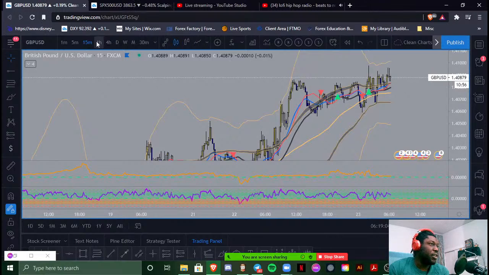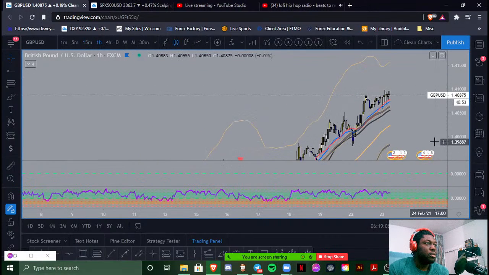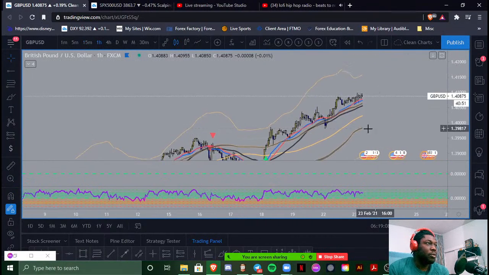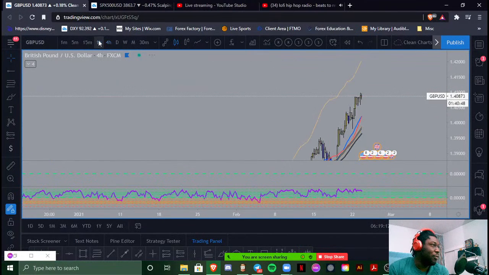The 15-minute time frame looks terrible. 1 hour time frame's been calling for a buy. Hasn't called for anything other than a buy. That's why I said I was gonna wait for the 1 hour.